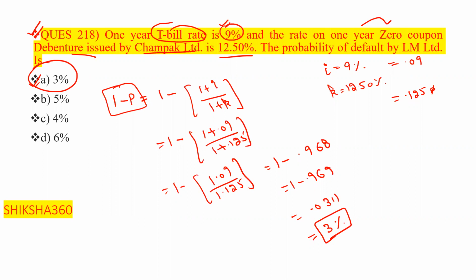If you are continuously attending our session, you will definitely be able to understand all the different types of questions. I will try to include all the different types of questions in the sessions. This question is asking the probability of default by LM Limited. This same question is available in the book.